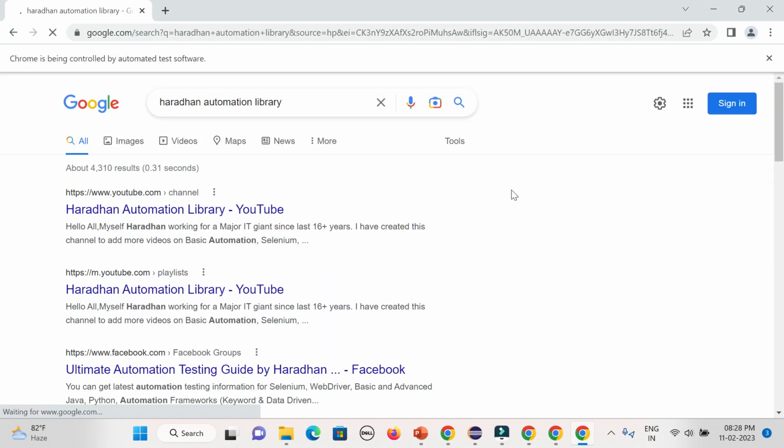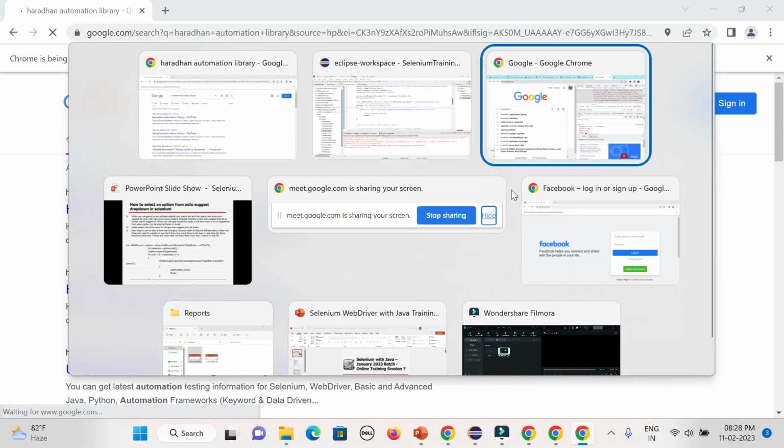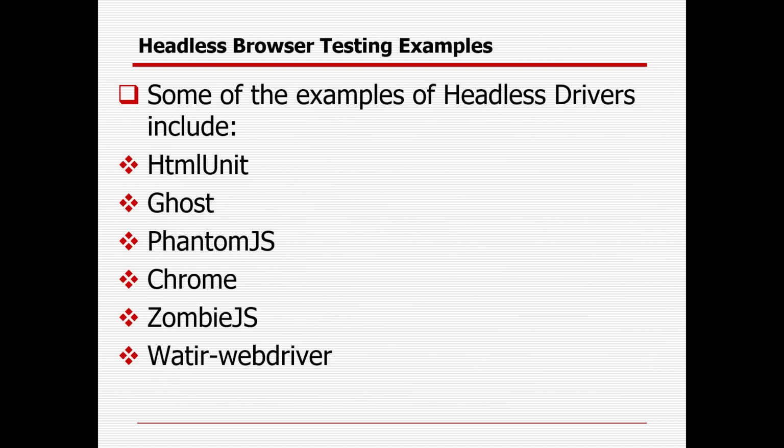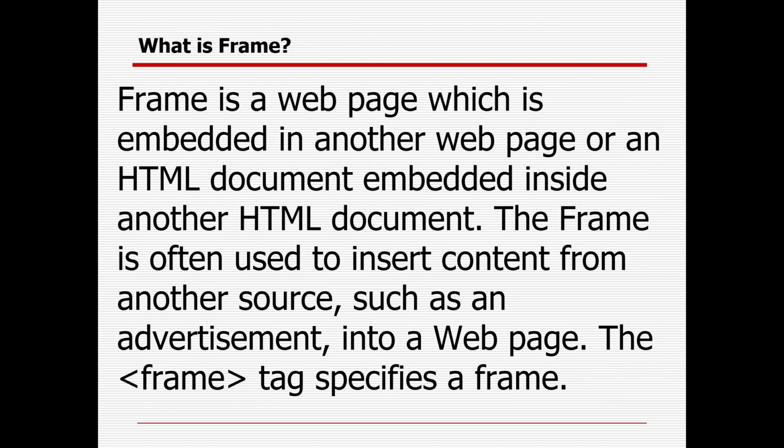Yeah, you could see that is the way you can work here. So that will help you to select an option from the auto suggestive drop down in Selenium. I'll repeat it once more, then I will take any questions.